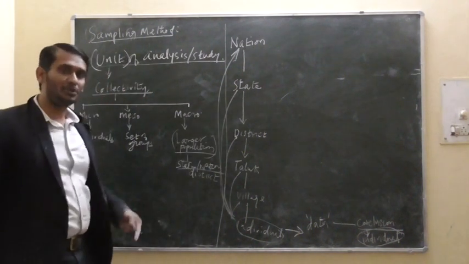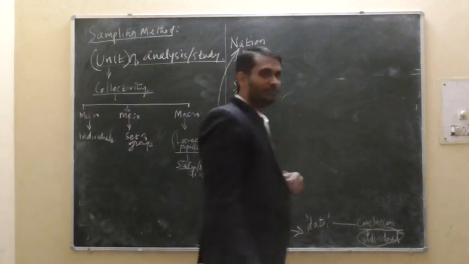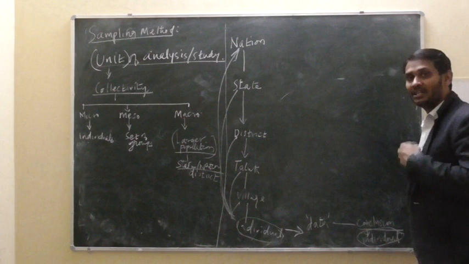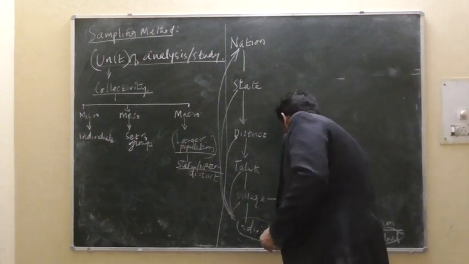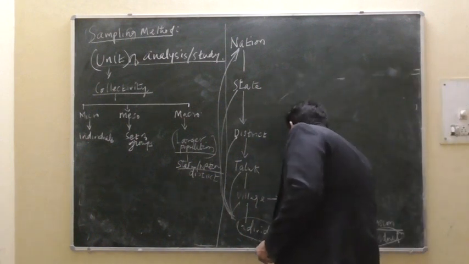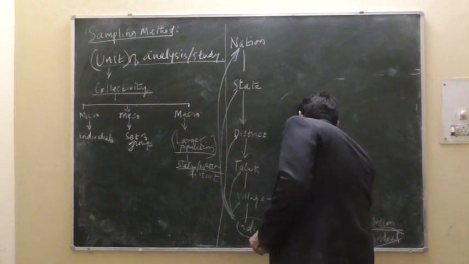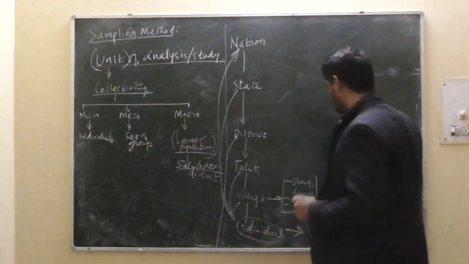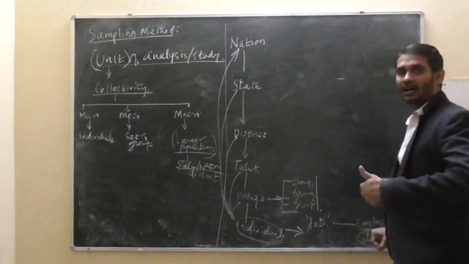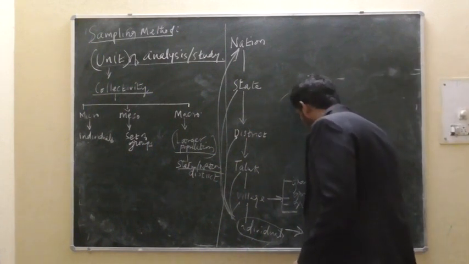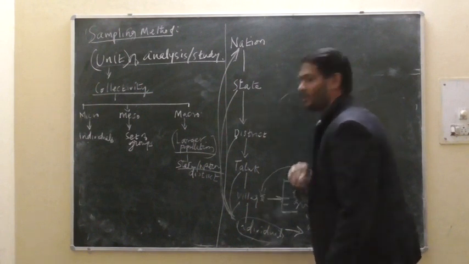So what are we supposed to do if I want to represent the village level? When it is at the village level, I divide the village into multiple sets of groups: group 1, group 2, group 3. I will check these different groups, whether they clearly represent the village or not.